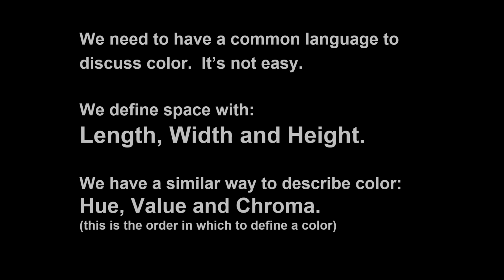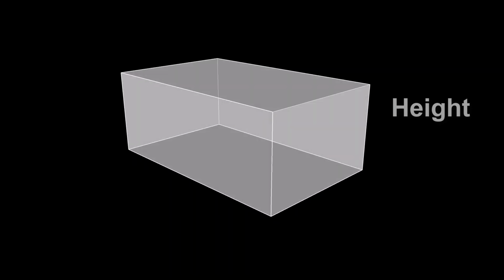In this video, we will look at some color concepts that will be helpful as we design. So first of all, we have to have a certain common language to discuss color. And it's not very easy. For example, when we define space, we have length, width, and height. And that information gives us some idea of what that space contains.